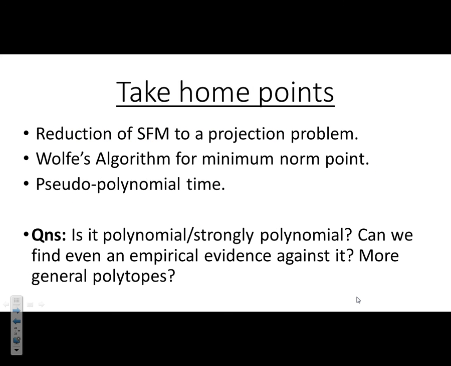Before I go, maybe I'll just give the take-home points. There's this reduction of submodular function minimization to a purely geometric problem, and I think Wolfe's algorithm for just the geometric problem is quite interesting. We just did a cursory analysis. I think whether the dependence on the diameter is indeed needed, or whether it is strongly polynomial time, is interesting. In particular, given any polytope as a convex combination of vertices, can you find the minimum norm point in strongly polynomial time? That's a question that I don't know the answer to.